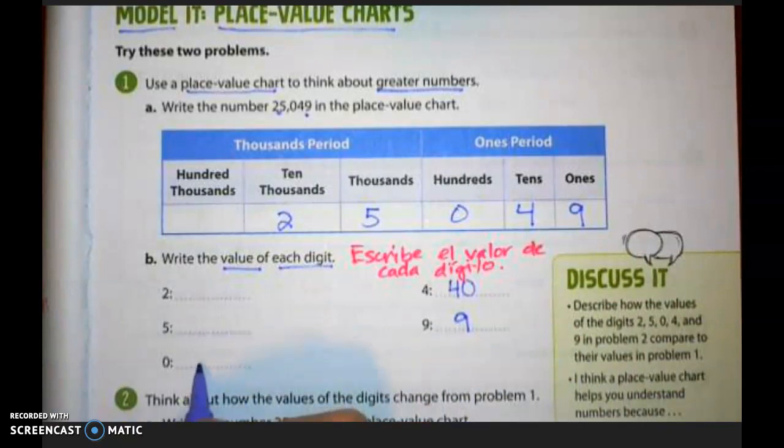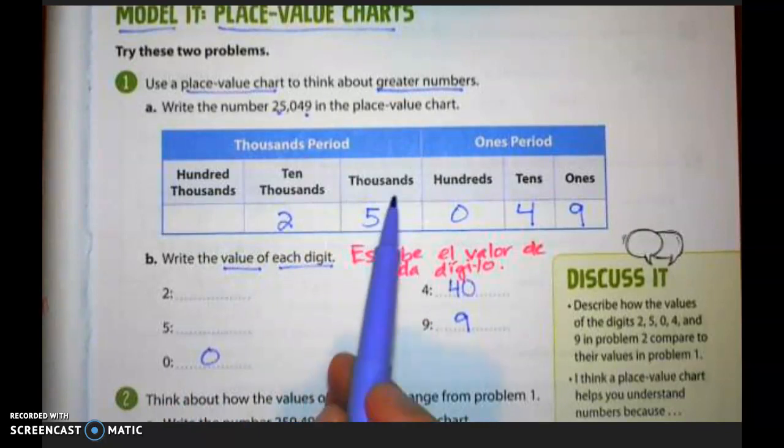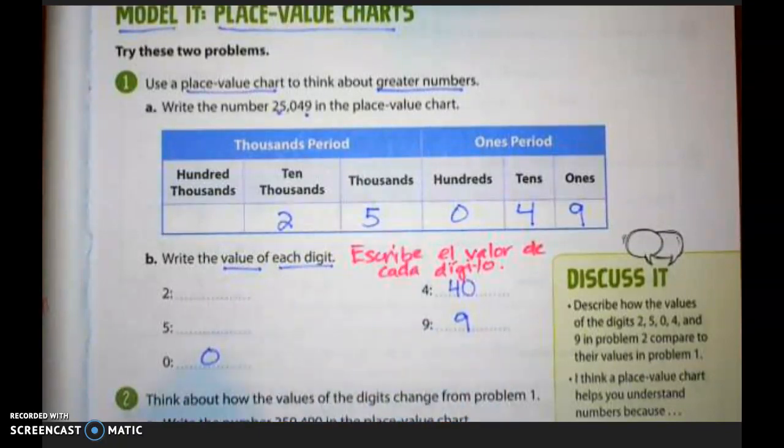What's the value of 0 hundreds? Claudia. 0. Muy bien. Okay, what's the value of 5,000s? 5,000s. Jocelyn Palomino. What's the value of 5,000s?